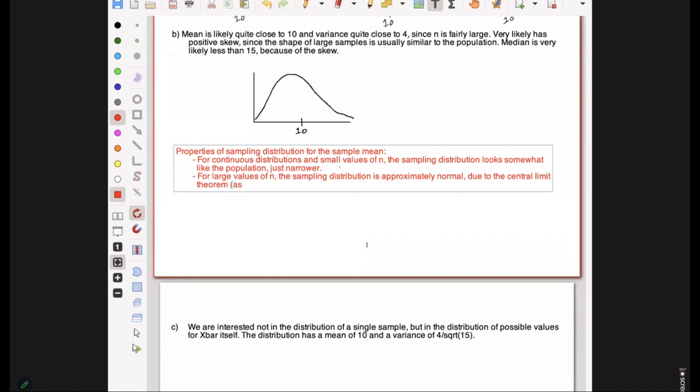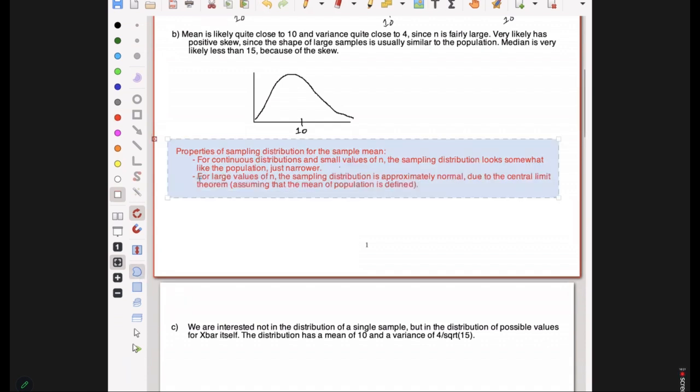Assuming that the mean of the population is defined, which is going to be virtually every distribution you ever see, although there are some exceptions, like the Cauchy distribution, which does not have a well-defined mean.